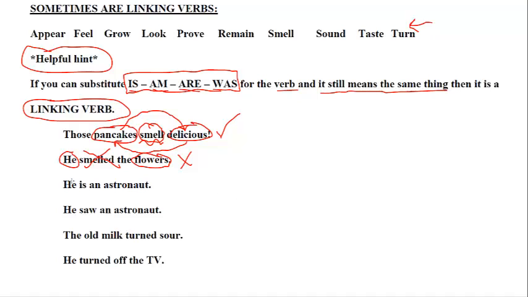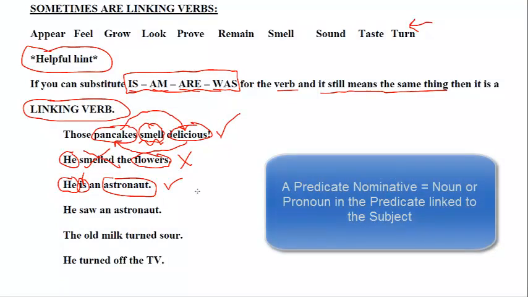He is an astronaut. He and astronaut are the same thing. This is the linking verb, linking the subject to the predicate nominative. Delicious is a predicate adjective because it's an adjective. And astronaut is what's called a predicate nominative because it's a noun. If it were a pronoun, it'd also be a predicate nominative.